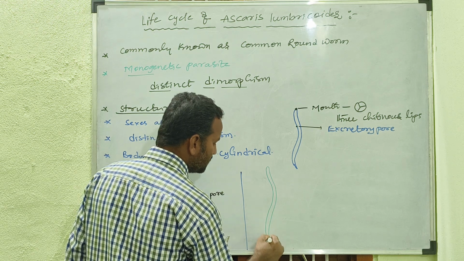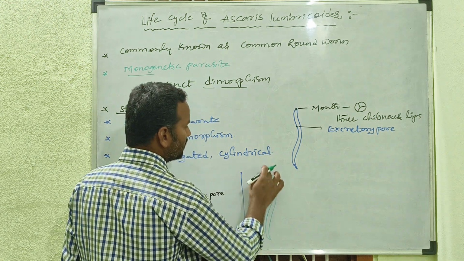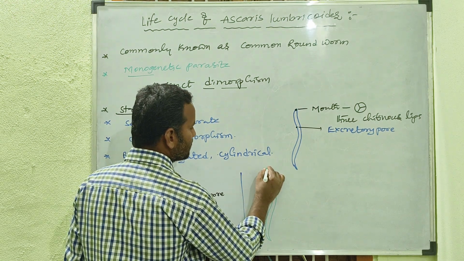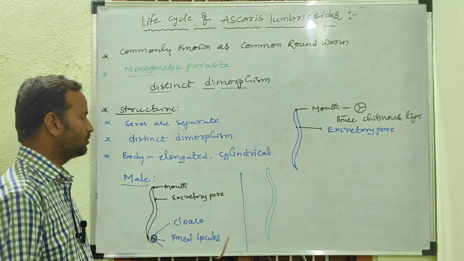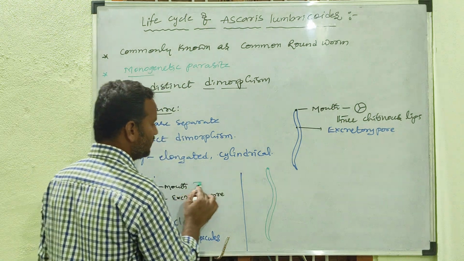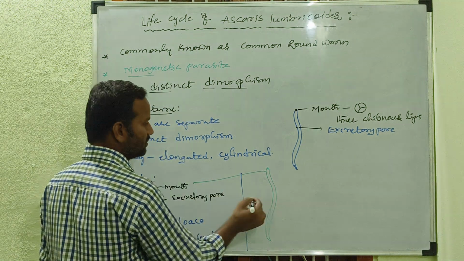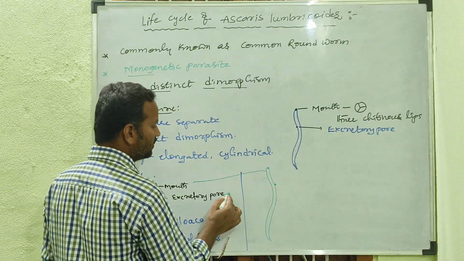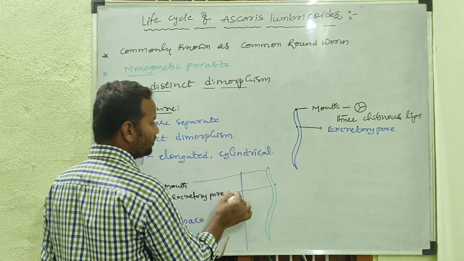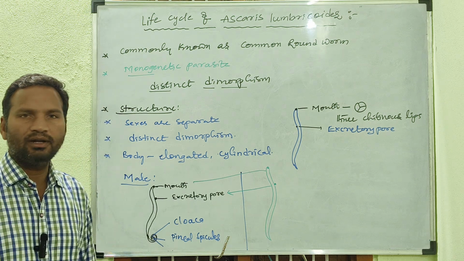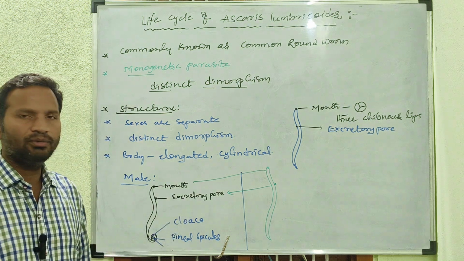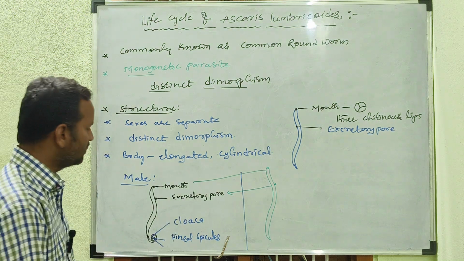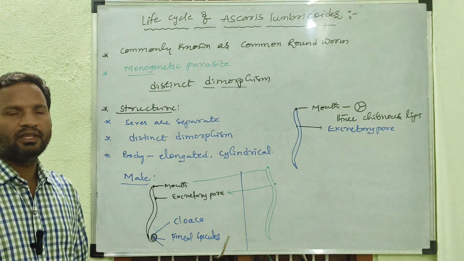Elongated. This is the female organism. The extreme anterior end possesses the mouth. On the mid-ventral surface of the body, near the mouth, there is a small pore or aperture called the excretory pore, which is present in both males and females.